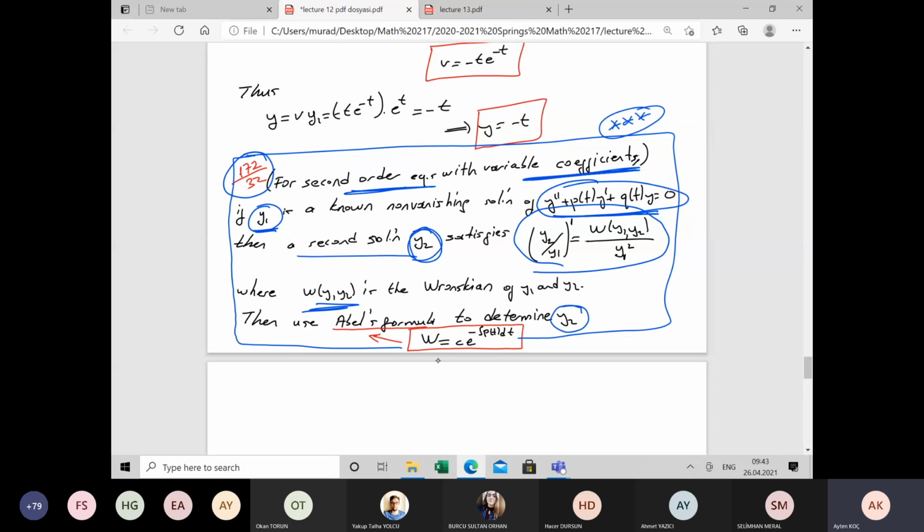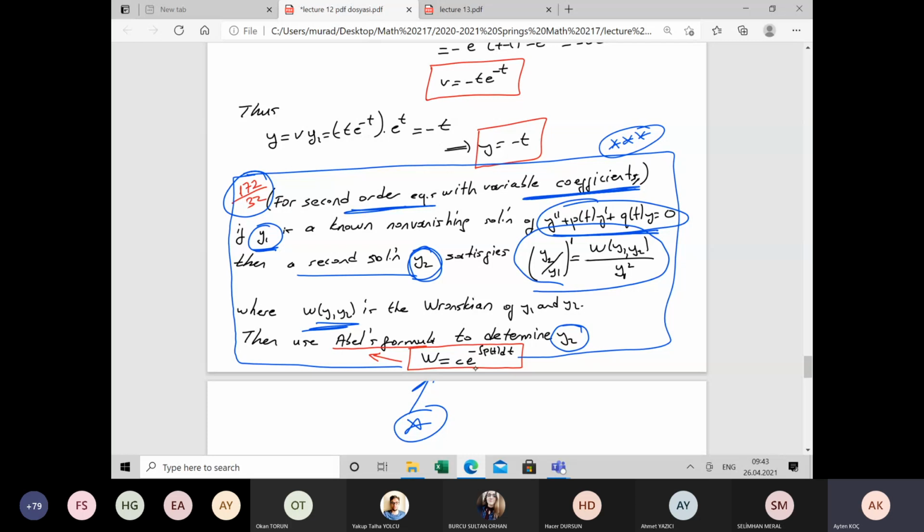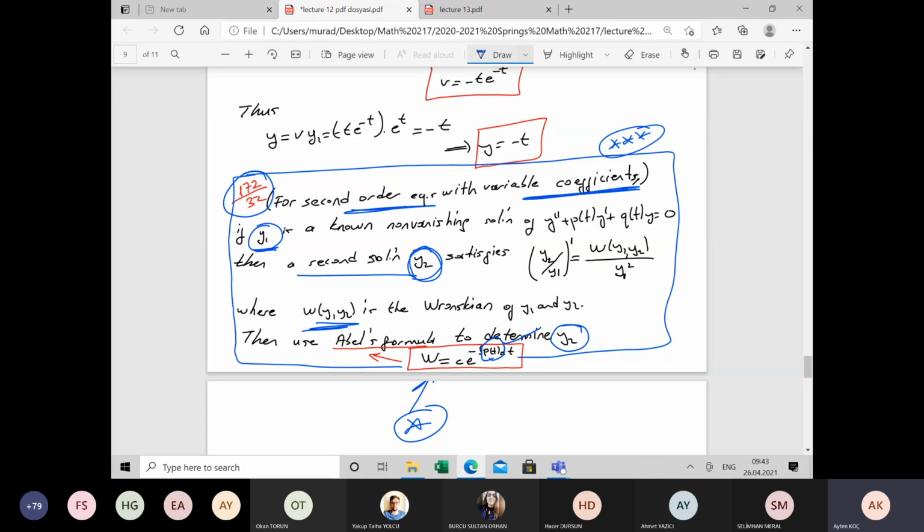What is y sub 2 and Abel's formula? Abel's formula, which we know from the previous lecture, is W equals C e to the minus integral of p of t dt. What is p of t here? Look at our differential equation and write the standard form. Standard form means the coefficient of y double prime is 1 and the coefficient of y prime gives p of t. Any question?